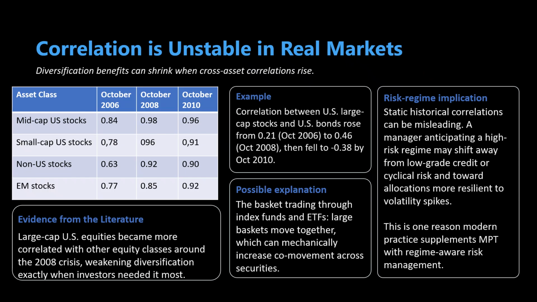The risk regime implication is important for FRM candidates. Static historical correlations estimated from a tranquil sample period can be deeply misleading about the diversification benefits available during stress. A sophisticated risk manager anticipating elevated volatility should not rely on historical correlation averages alone. And this is one reason modern portfolio management supplements MPT with regime-aware risk frameworks.